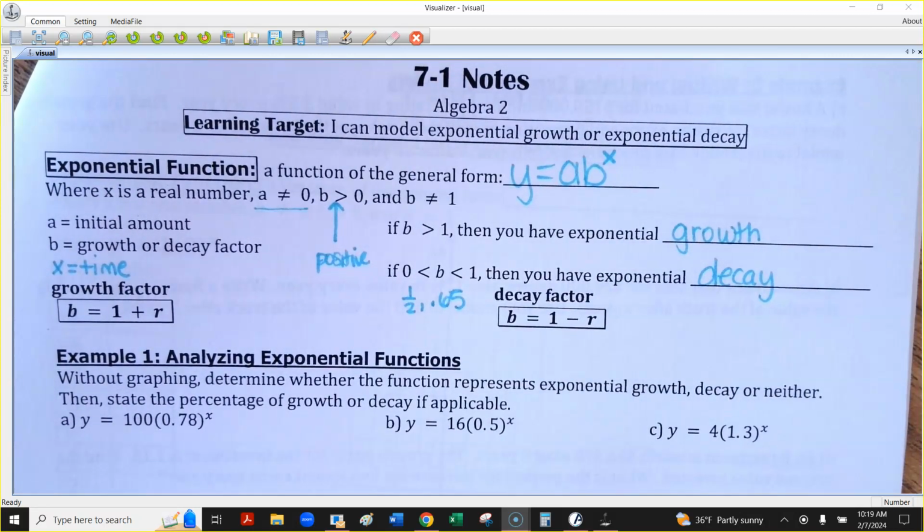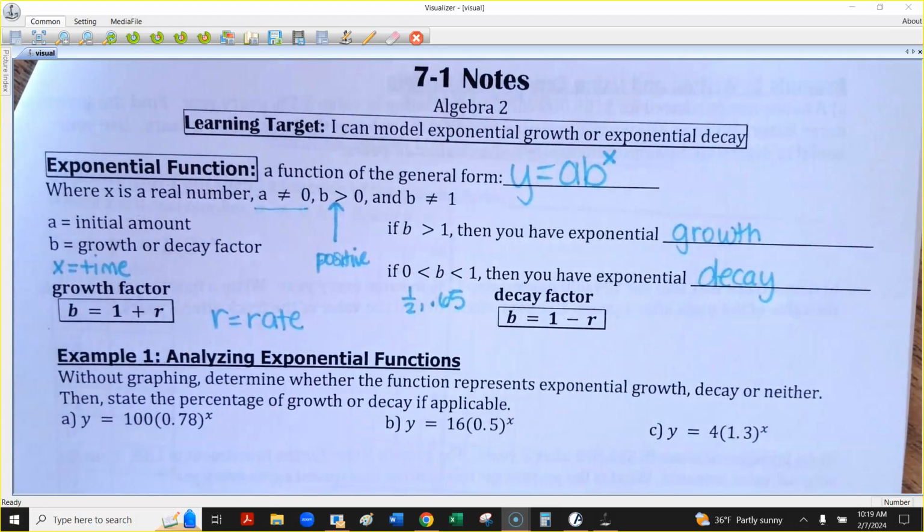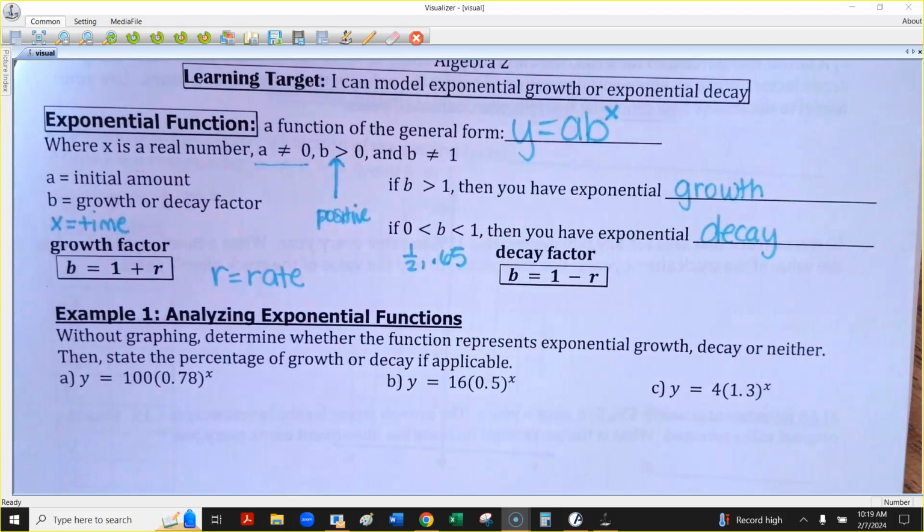Now, if you have growth, what they call the growth factor and the decay factor is that B value in that little formula. B is going to be 1 plus R. The letter R represents the rate of increase or the rate of decrease, which we'll talk about as we get to these questions. So if you have growth, it's 1 plus the rate. If you have decay, it's 1 minus the rate to get these values. And we're going to start off with some equations that are already set up, and we're just going to say whether they're growth or decay. And then I'm going to see if you guys can tell me the percent of growth or decay.